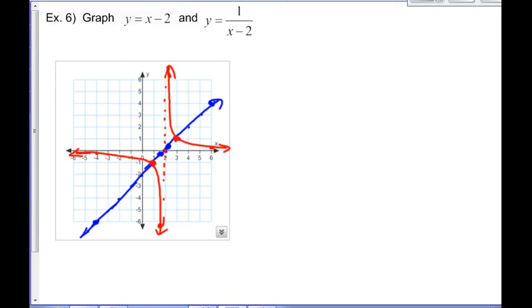And as we go far to the right and far to the left, it's going to get closer and closer to 0. If x minus 2 gets bigger and bigger, then the fraction 1 over x minus 2 gets smaller and smaller.